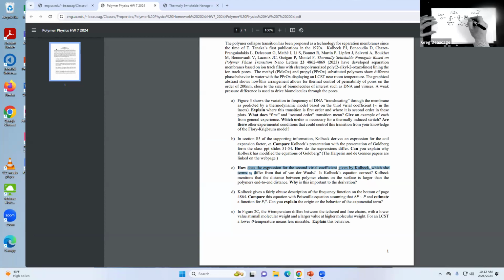In our case, A is going to be 1/2 minus chi, and B is the excluded volume, something like that.